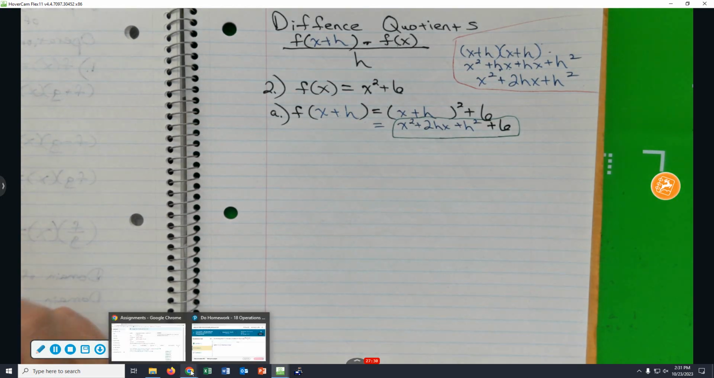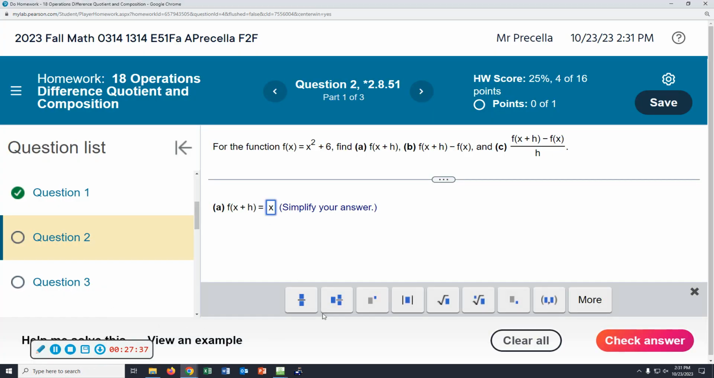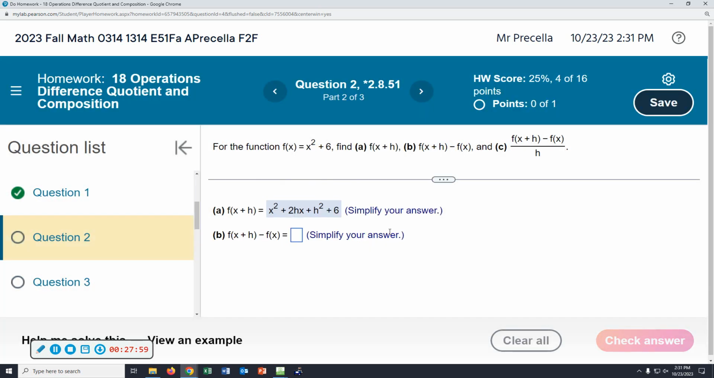And that's the longest part of the problem. Yeah, the rest of it's going to fall out real quick. So let me type in these. x squared down there, plus 2hx plus h squared. Get out of that exponent before you type on the plus 6. Any questions there? That's the first part. Find f of x plus h.